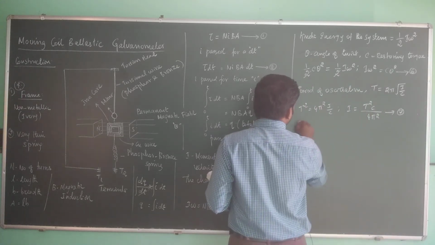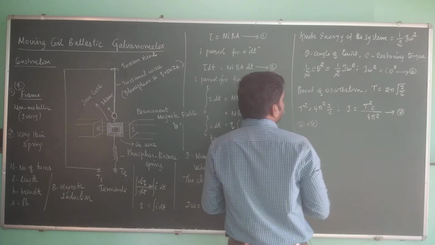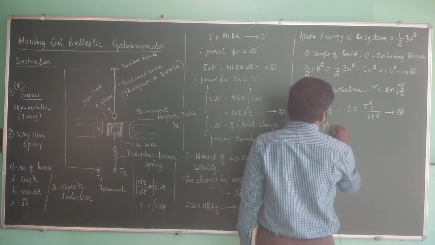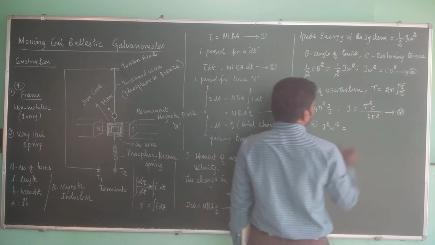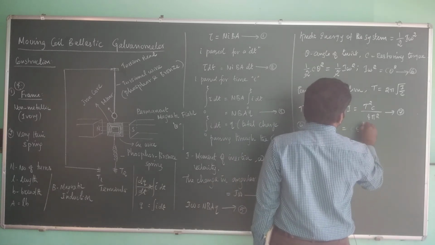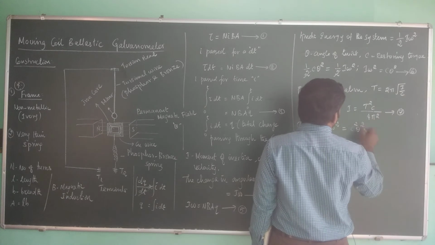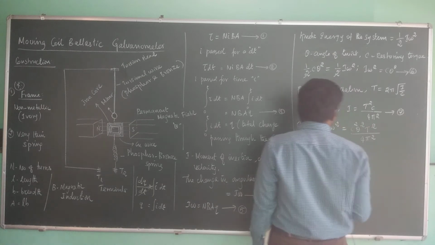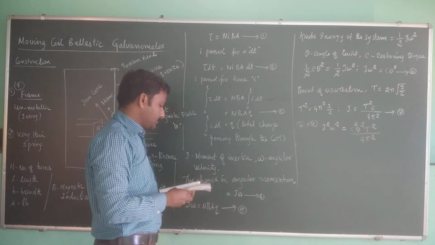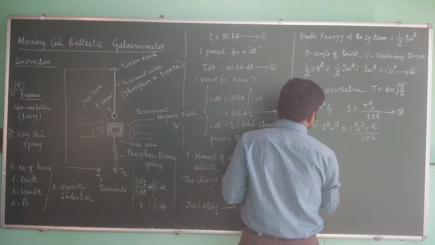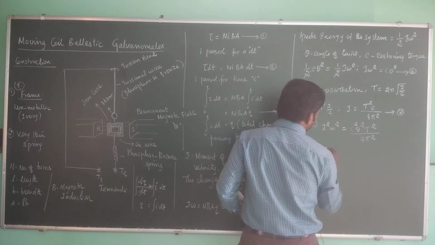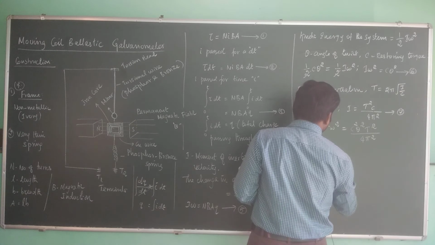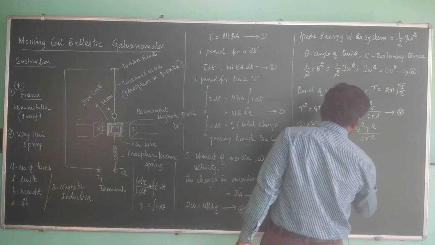Suppose you multiply equation number 6 with equation number 7, what will you get? The left hand side becomes I square omega square. The right hand side becomes C theta square into T square C by 4 pi square, so C square theta square T square by 4 pi square. Or if we write this equation for I omega, it becomes C theta T by 2 pi. So this is equation number 8.